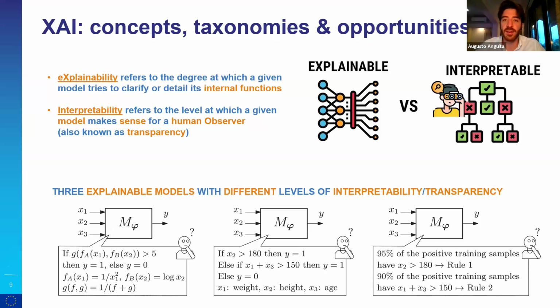And this means that we can have an explainable model, a model that offers us some explanation about its internal functioning, but it cannot be interpretable if the human cannot understand what it's saying. And this is the example that I'm presenting here: 3 different types of explainable models with different types of explanations, but with quite different levels of interpretability and transparency. Interpretability and transparency are exchangeable terms. They refer to the same.